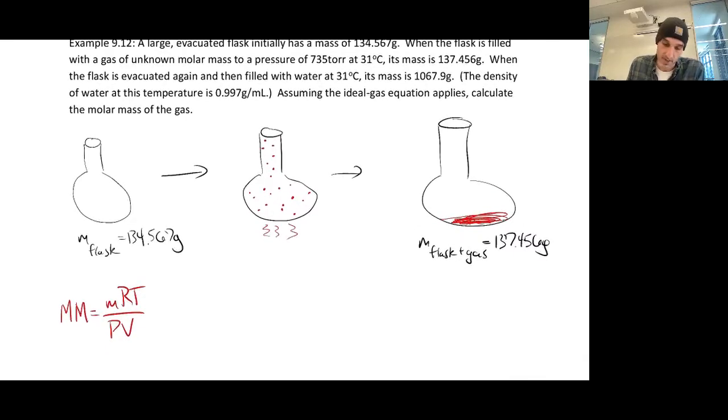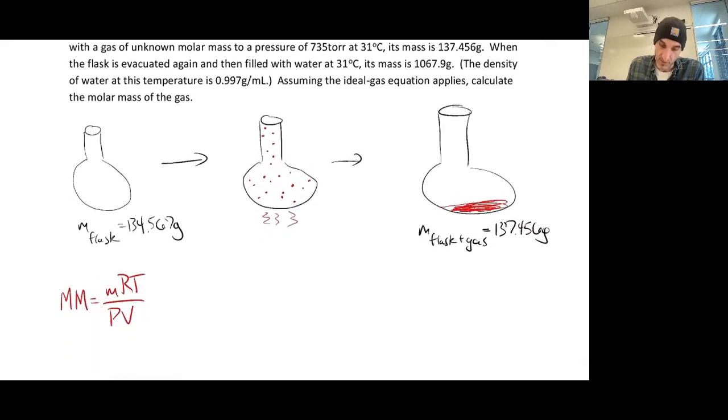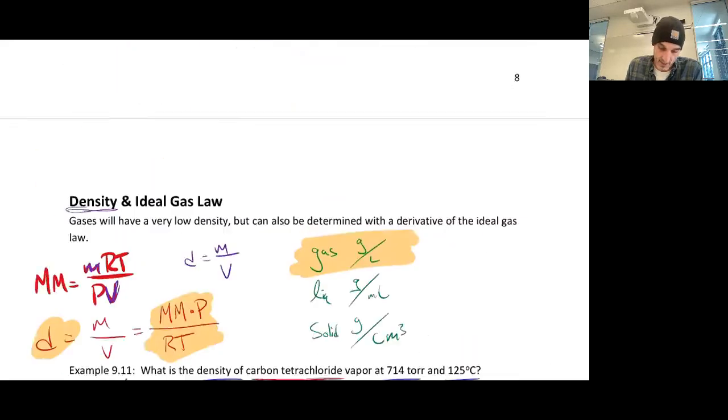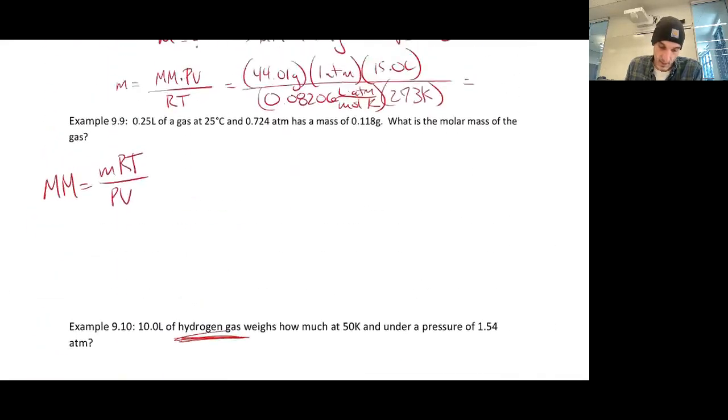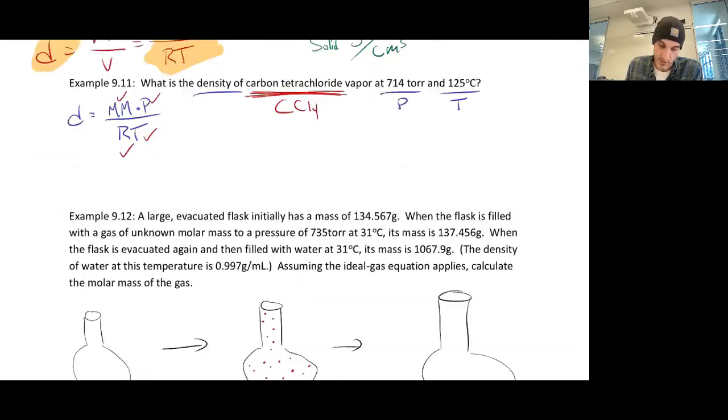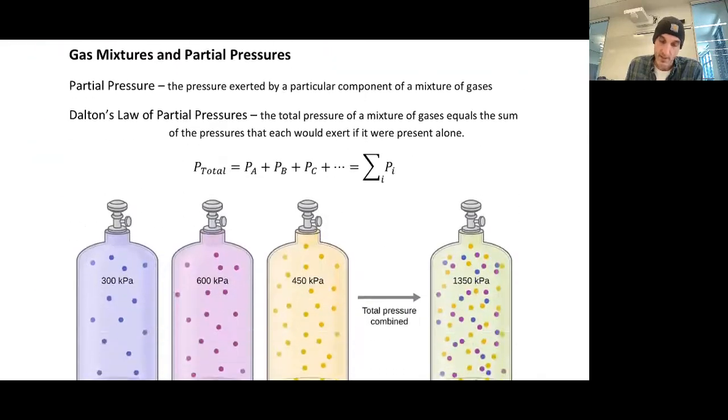Look through that and try to decide what the volume is going to be, because I didn't tell you what type of evacuated flask, but I did give you enough information to figure out what the volume is. But yeah, so that's it. Again, density equation, molar mass equation, so you can actually calculate gases based on that.